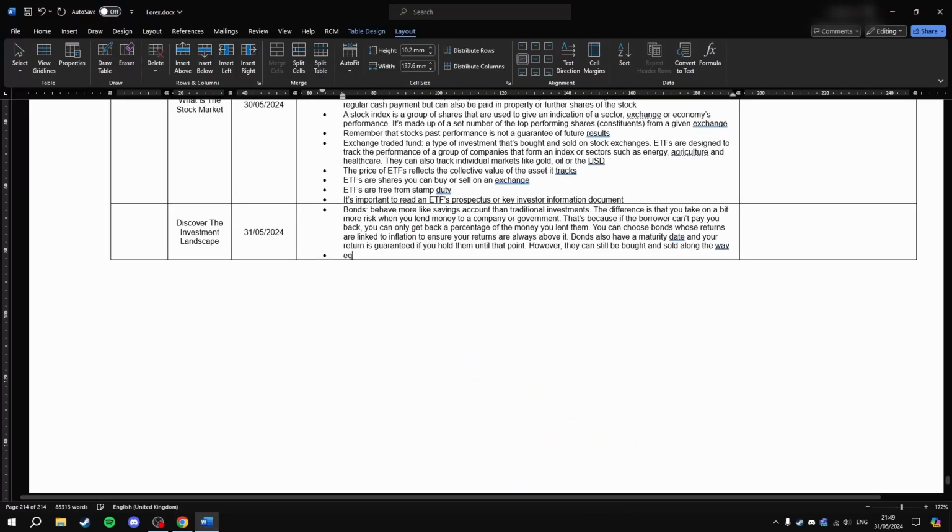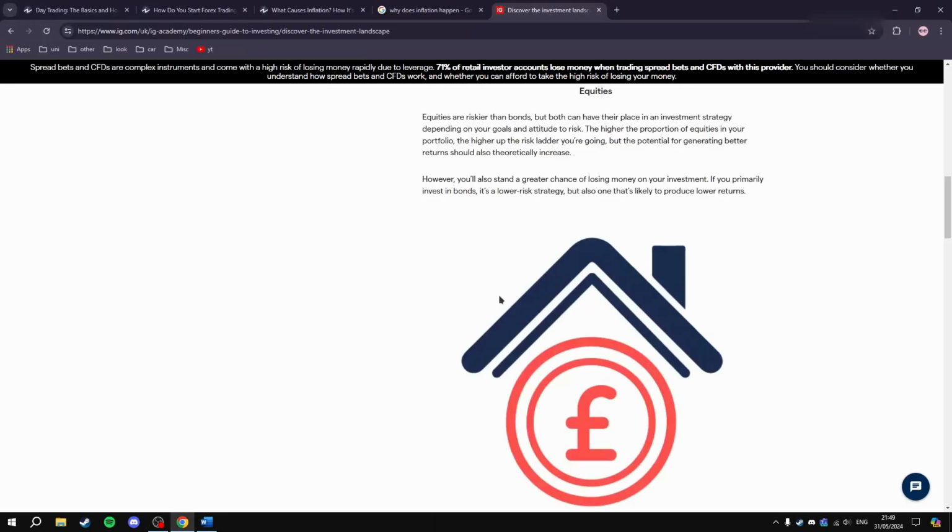Equities. Equities are riskier than bonds, but both can have their place in an investment strategy depending on your goals and attitude to risk. The higher the proportion of equities in your portfolio, the higher up the risk ladder you're going.